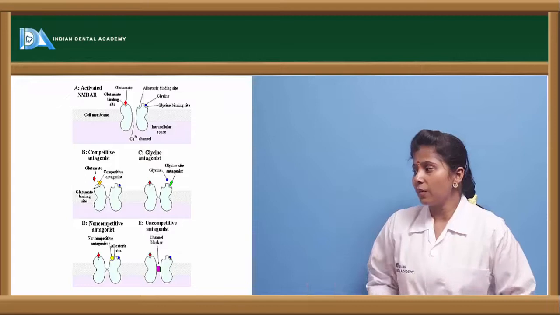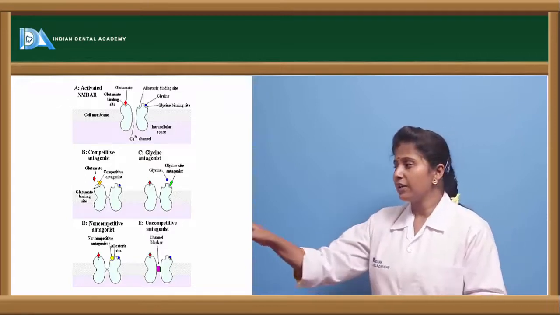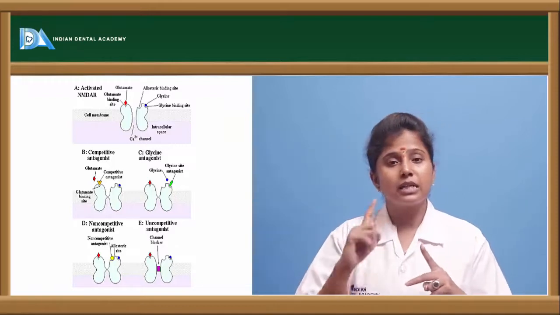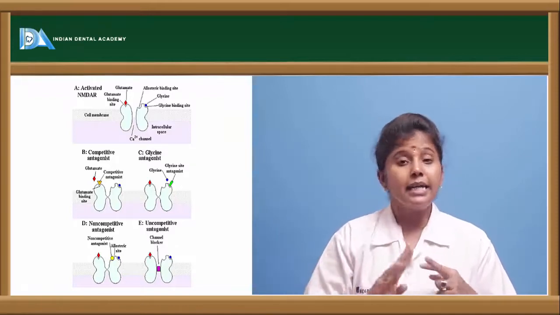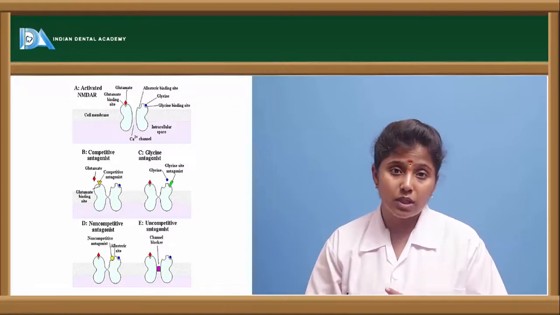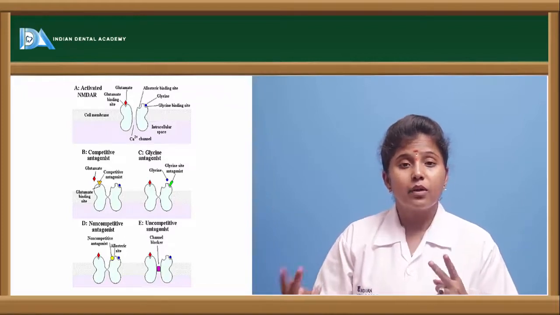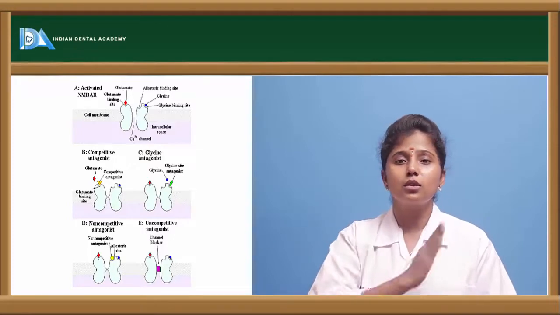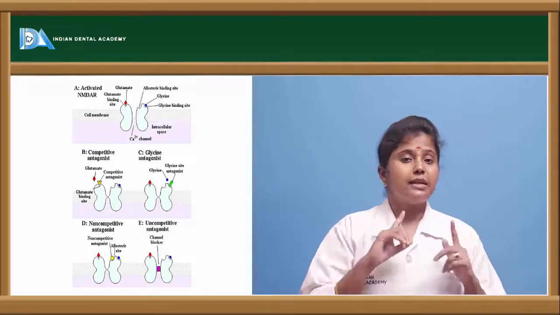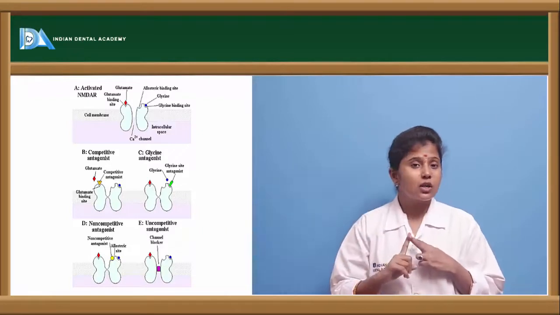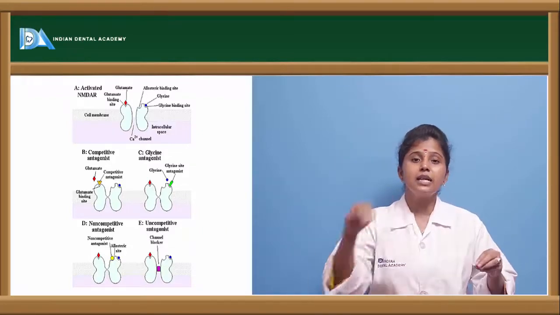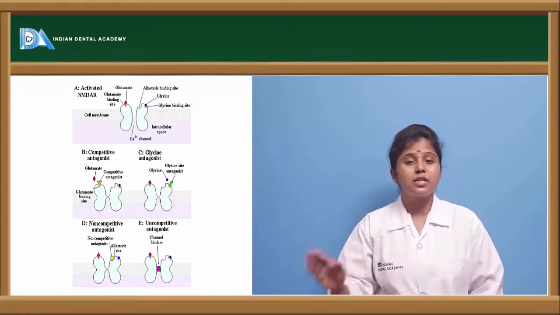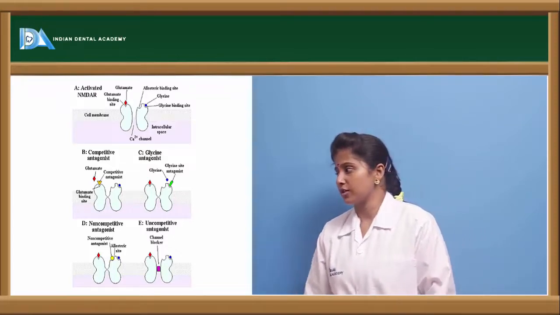And if we say non-competitive antagonism, here we have two different sites. One is the binding site, the other one is the allosteric site. So the drug will bind to its site and the antagonist will bind to the allosteric site, whereby, because of the binding of the antagonist to the allosteric site, it won't allow the drug to show its action. Here the drug and the antagonist are not competing with each other. They are binding at their own sites, but the antagonist is not allowing the drug to show its action.